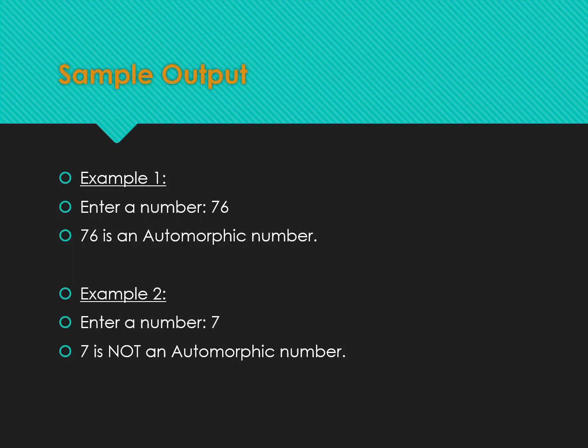Here are two sample outputs. When the user enters 76, the program correctly identifies it as an automorphic number. When the user enters 7, it reports that the number is not automorphic.